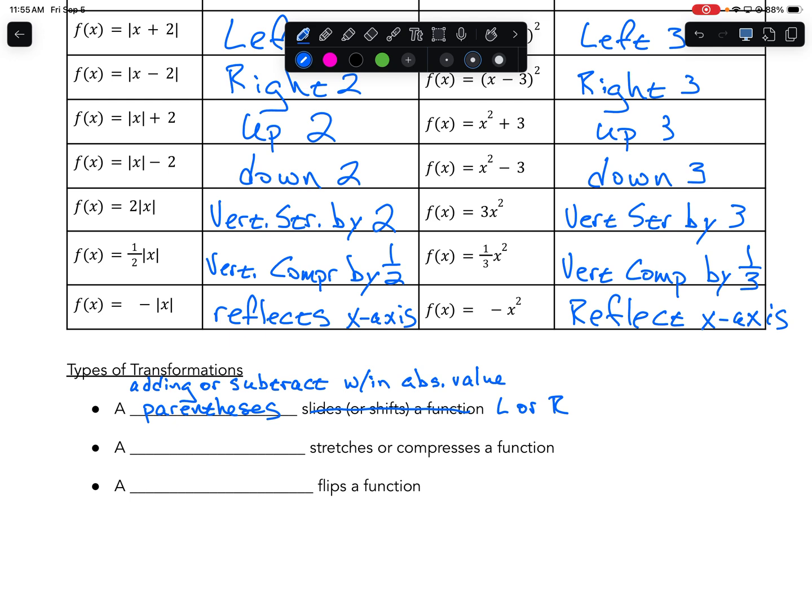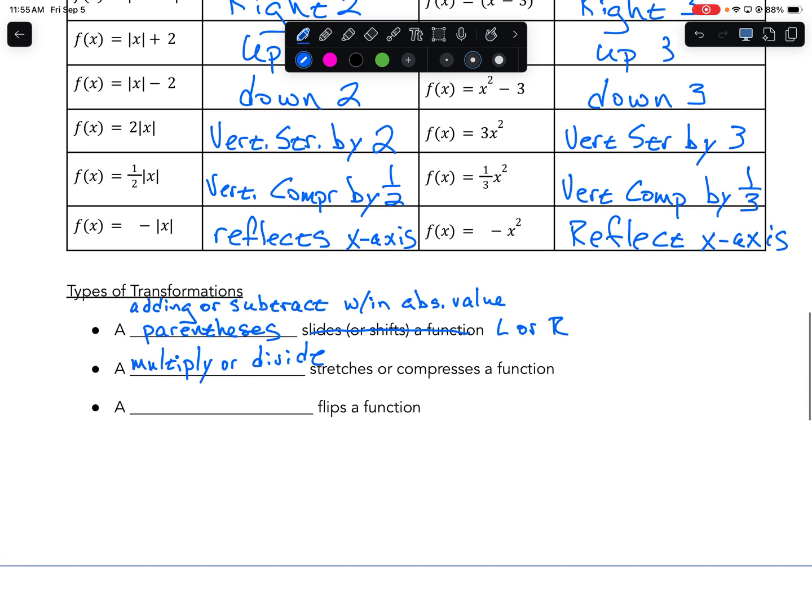So when you multiply or divide, it stretches or compresses. Multiply or divide. Stretches or compresses. Okay, when you have a negative in front, it reflects it over the x-axis. I wouldn't say flip. Reflects over x-axis.